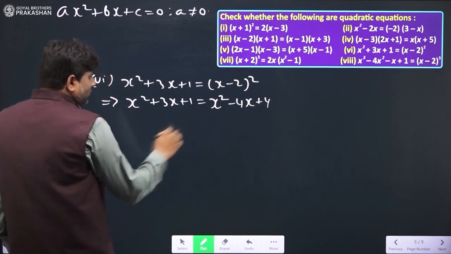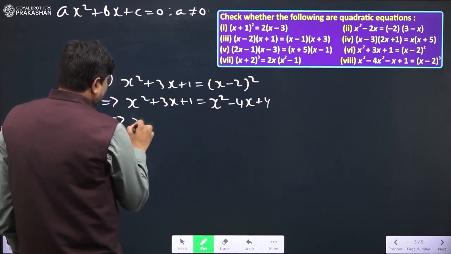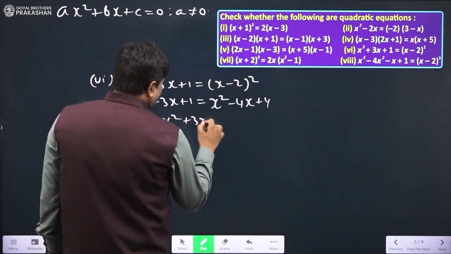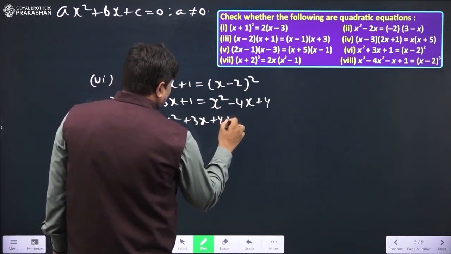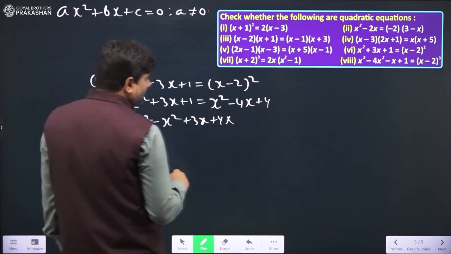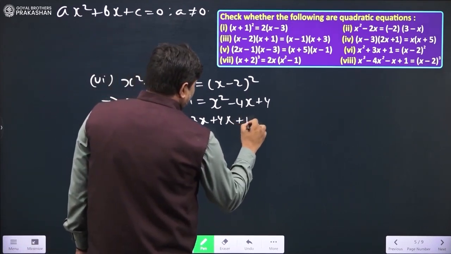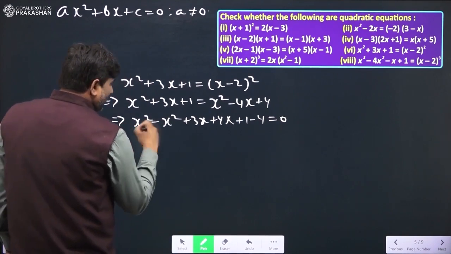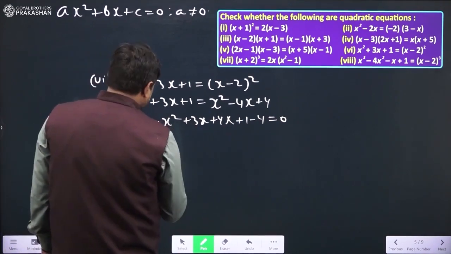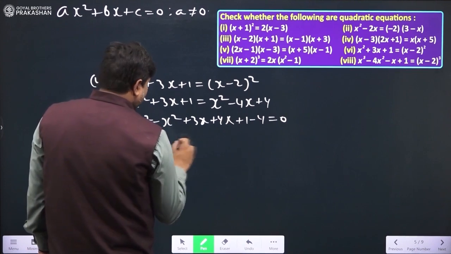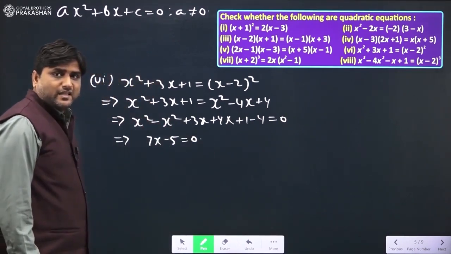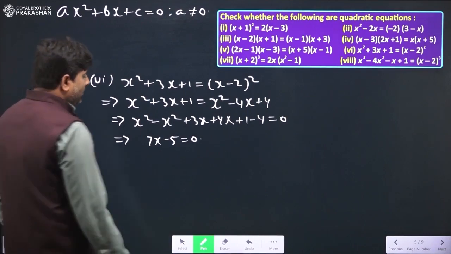Now this x square and x square gets cancelled, or we can write x square minus x square here. So it is 3x minus 4x will become plus 4x in RHS, and plus 1 minus 4 is equal to 0. So x square minus x square gets cancelled. 3x plus 4x is 7x. 1 minus 4 is minus 5. So it is 7x minus 5 is equal to 0.